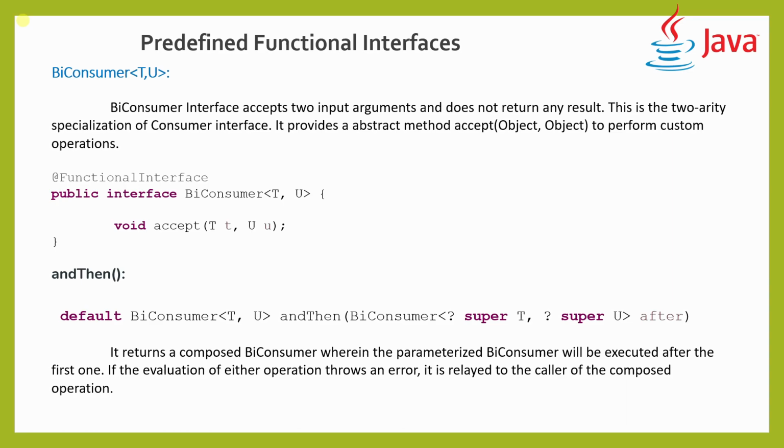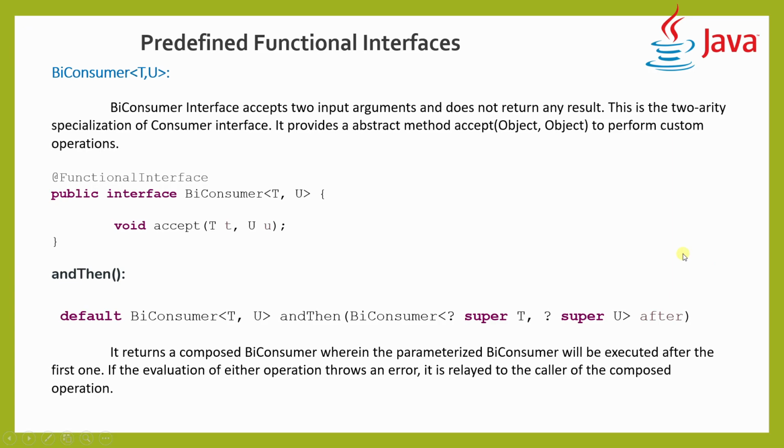In the last video, in the previous section, we discussed the Consumer. A Consumer takes one input argument and does not return anything. Here, it takes two input arguments and does not return anything. That means whenever you want to take some data as input, you should go for Consumer. If you have two input arguments as a requirement, then you can go for the BiConsumer.